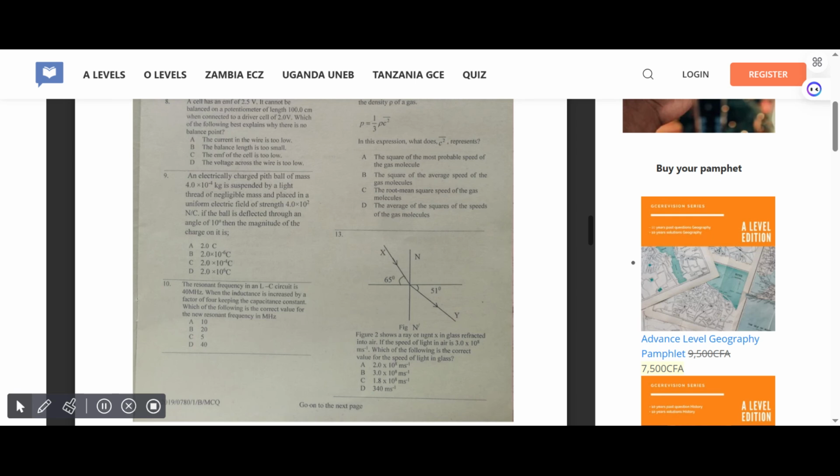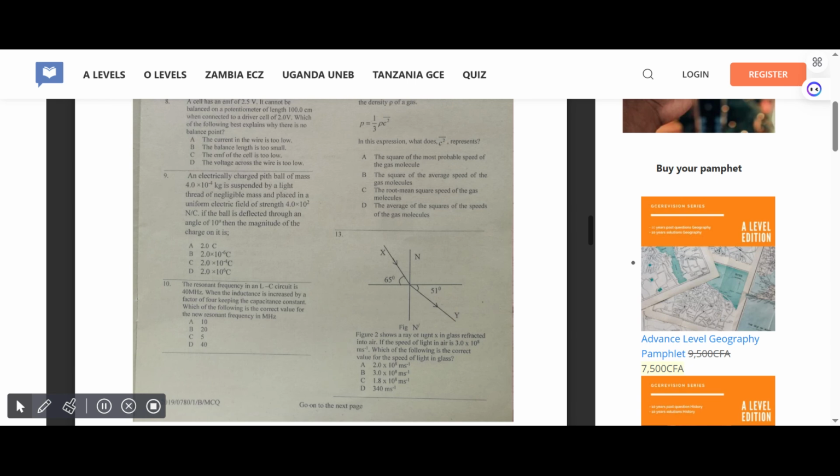Question 9. An electrically charged pith ball of mass 4.0 g is suspended by a light thread of negligible mass and placed in a uniform electric field of strength E. If the ball is deflected through an angle of 10 degrees, then the magnitude of the charge on it is... The correct answer for 9 is B.